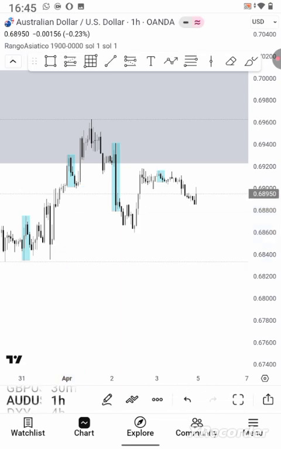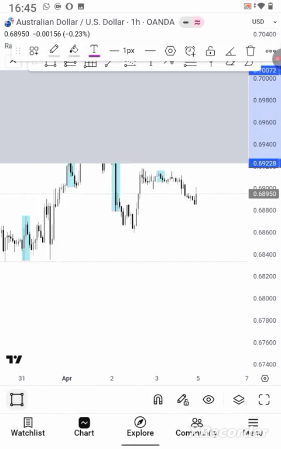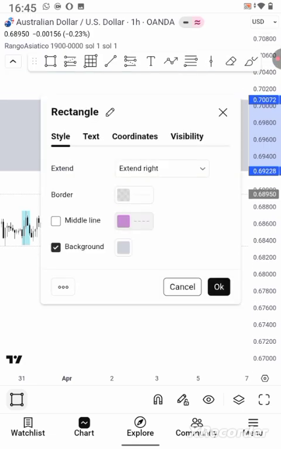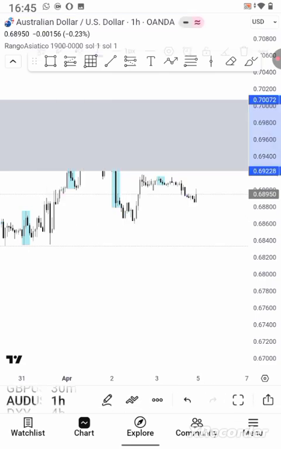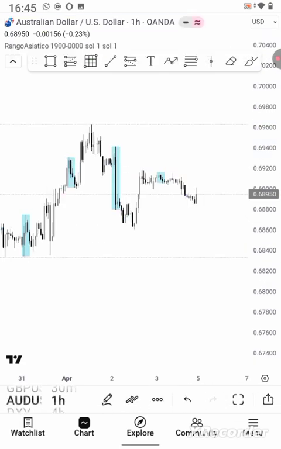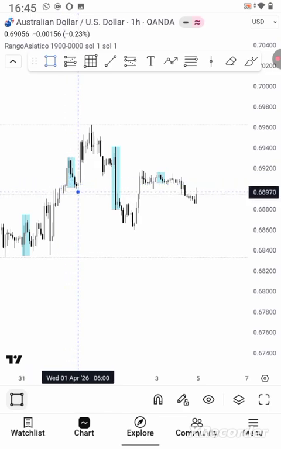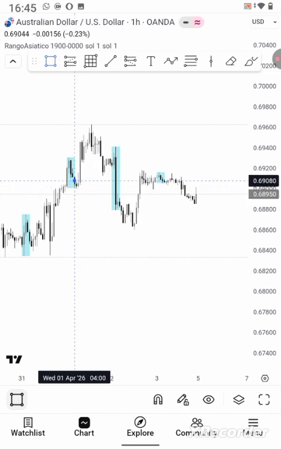So let me clean this one. This is the point of interest on daily. Let me clean it so that we can mark the ones we have on the 1 hour time frame. Okay, I just want to click delete. Good. So let me just mark out the breaker blocks we have. We have one here. Let me mark it.